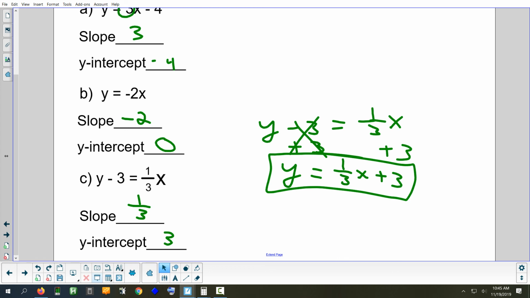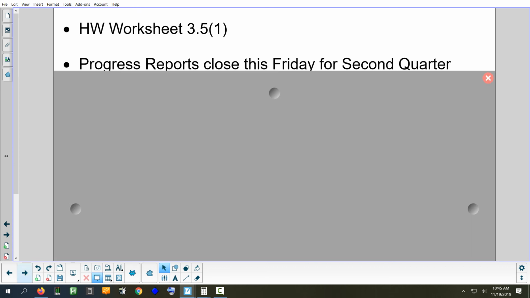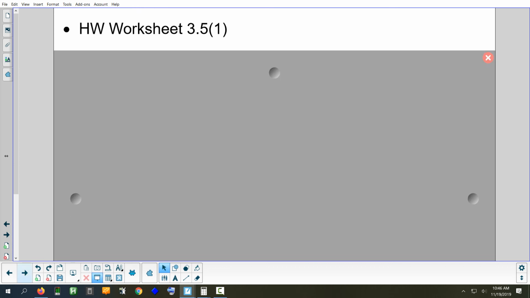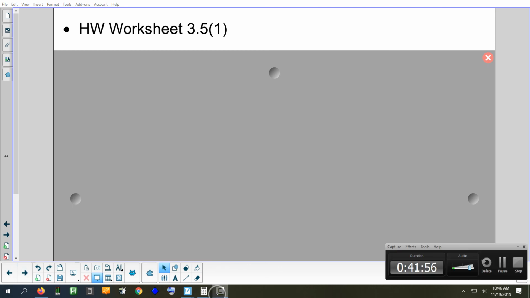So that's slope and y-intercept. Okay, tomorrow we will finish this up. Homework tonight is the worksheet. Remember, no class on Thursday. So I will see you guys tomorrow.